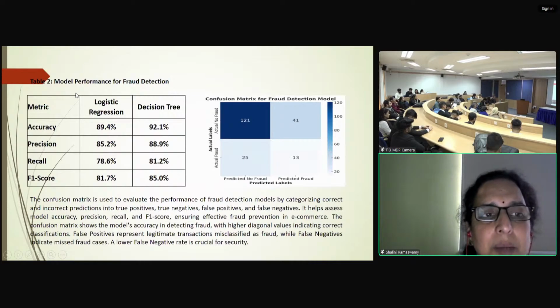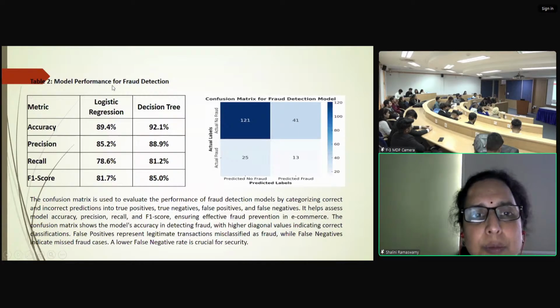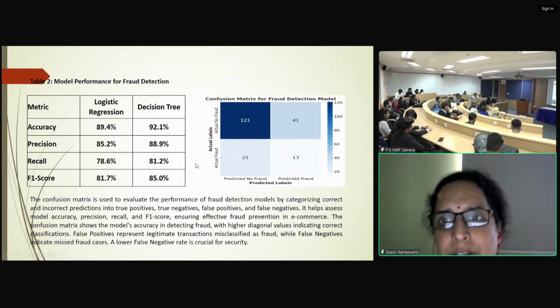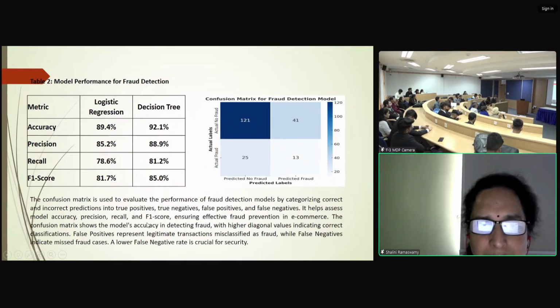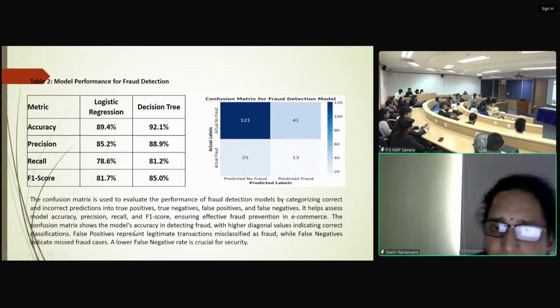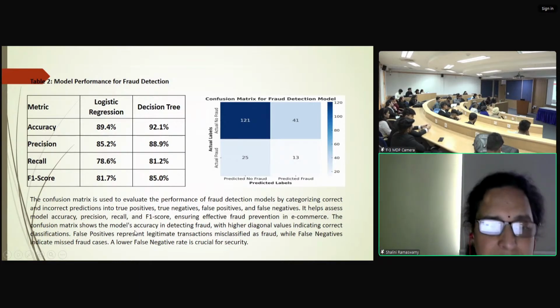Now, even with respect to the secondary data, I wanted to check the model performance for the fraud detection, for which I use the confusion matrix model. And in this, we can see that it shows the model's accuracy in detecting fraud, with high diagonal values indicating correct classifications.